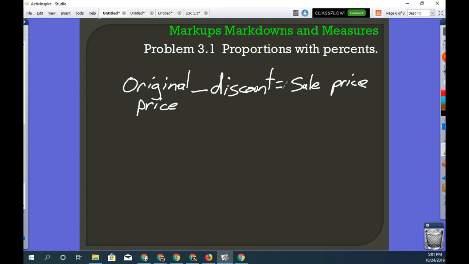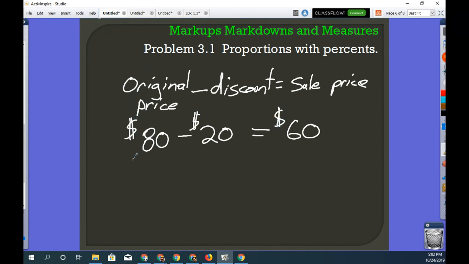If I give you an $80 item and I say you're going to save $20 on that item, you would just simply take 80 minus $20 saved, and that means you would pay $60 for that item. The sale price would be $60.